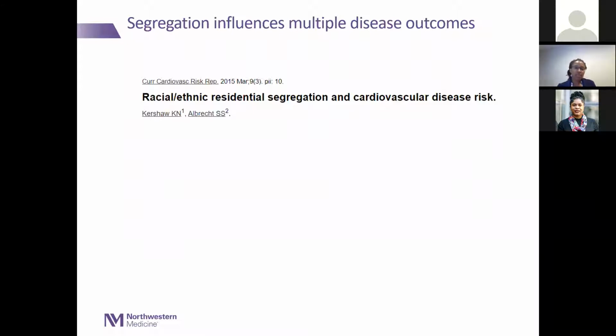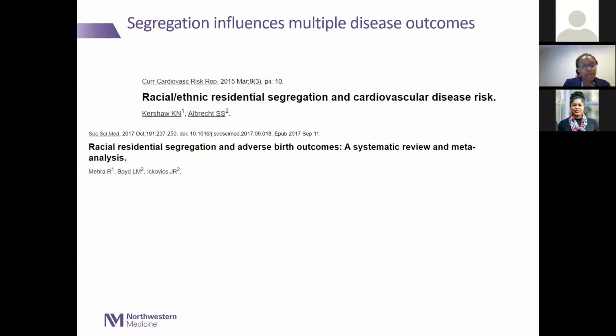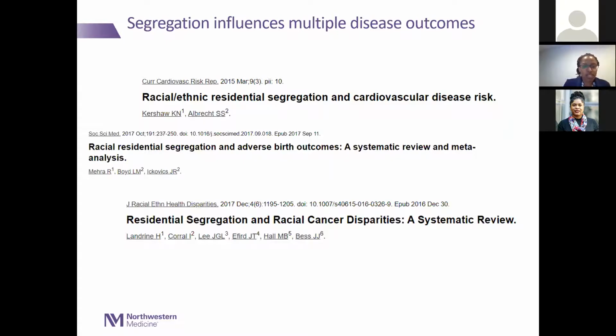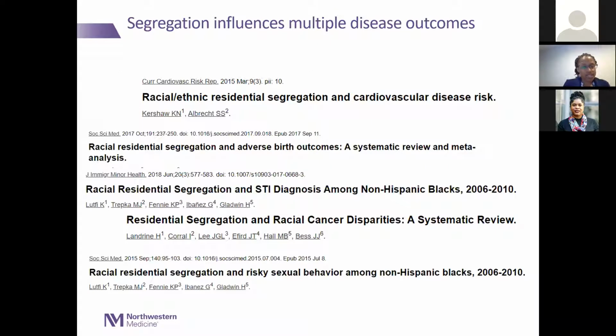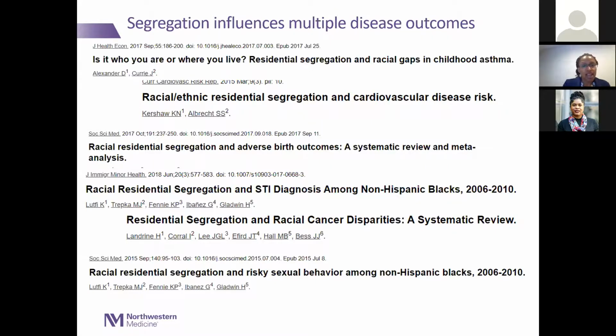So I think the argument that segregation influences multiple disease outcomes is evident by the large number of review articles that highlight the relationship between segregation and different outcomes, including CVD risk, adverse birth outcomes, cancer disparities, risky sexual behavior, STI diagnosis, and childhood asthma.